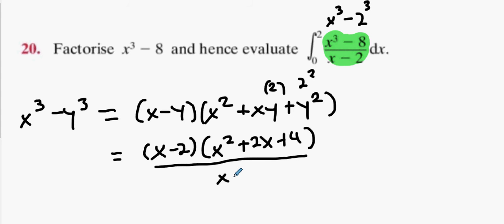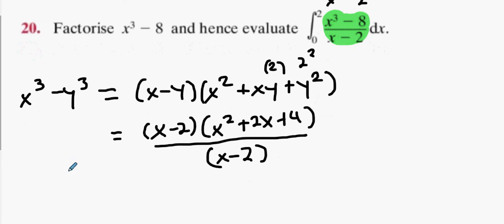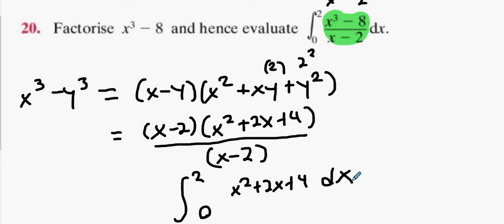If there's an x minus 2 on the bottom, what cancels? The x minus 2 is cancelled. And what I should be left with is x squared plus 2x plus 4. You cool with that? Integrate it.